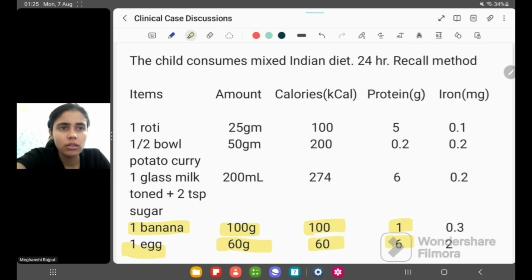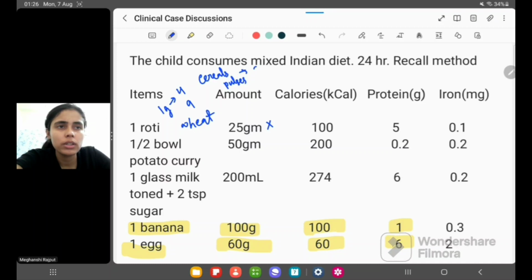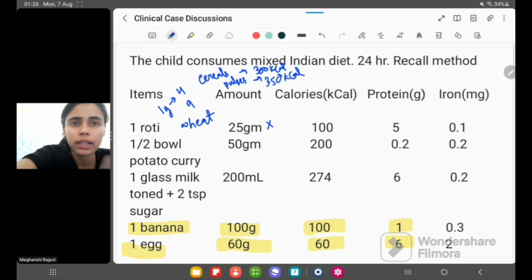Then for carbohydrates, we know the calorific value of 1 gram is 4 kilocalories, and for fats it is 9. So we just multiply by 4 because it's made up of wheat, and we know it is 100. And similarly for some easy items like cereals and pulses, the rough value is 300 kilocalories for every 100 grams, and for pulses it is 350 kilocalories. So this is a rough amount which we can remember vaguely and make a dietary chart.